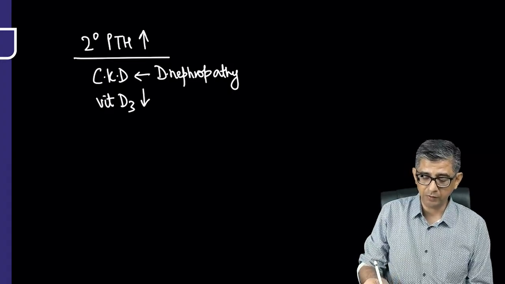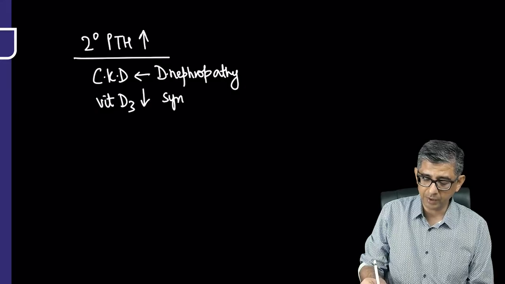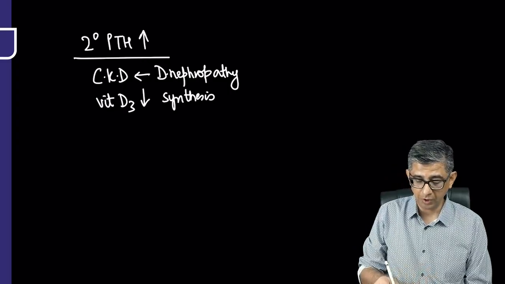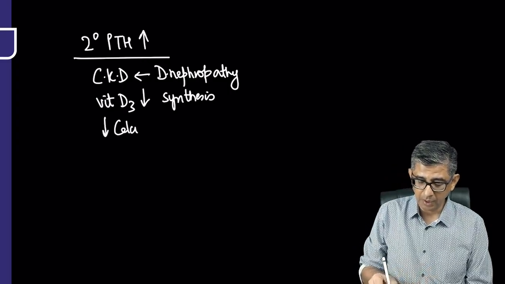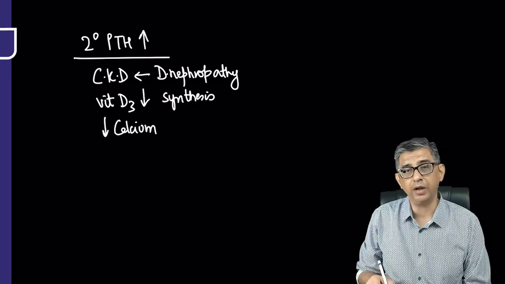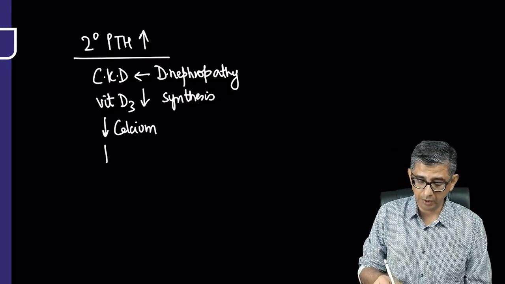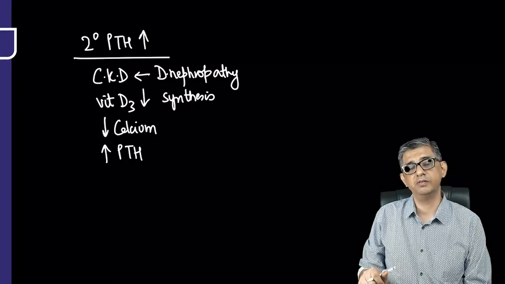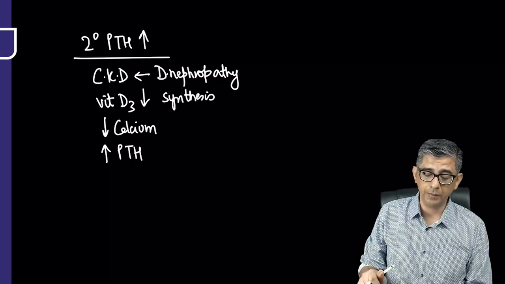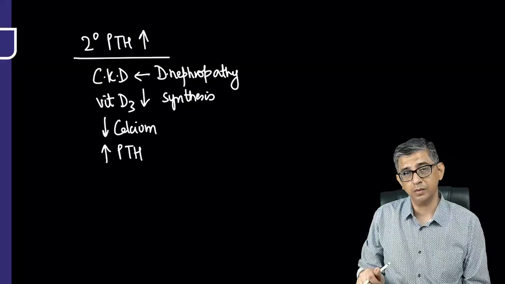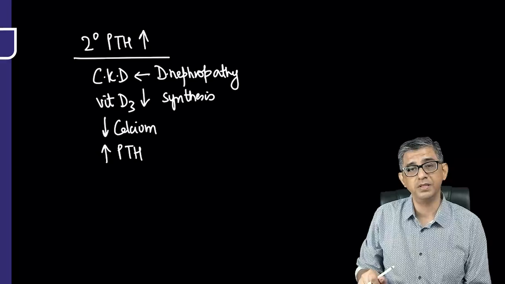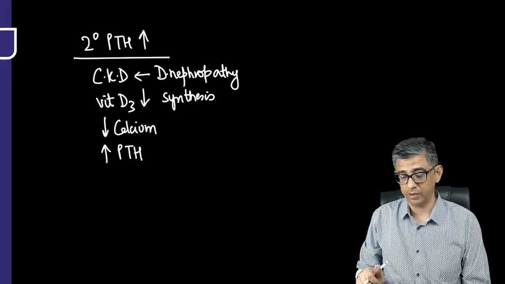In patients who are suffering from CKD, what's going to ultimately happen is that synthesis of vitamin D3 would be less. This is going to contribute to less calcium, and less calcium is the trigger which will contribute to increase in the value of PTH. So because I wrote so many physiological facts, like there is less synthesis of vitamin D3, so there is less calcium, which is triggering a release of PTH. So the term that I'm using here is secondary hyperparathyroidism.